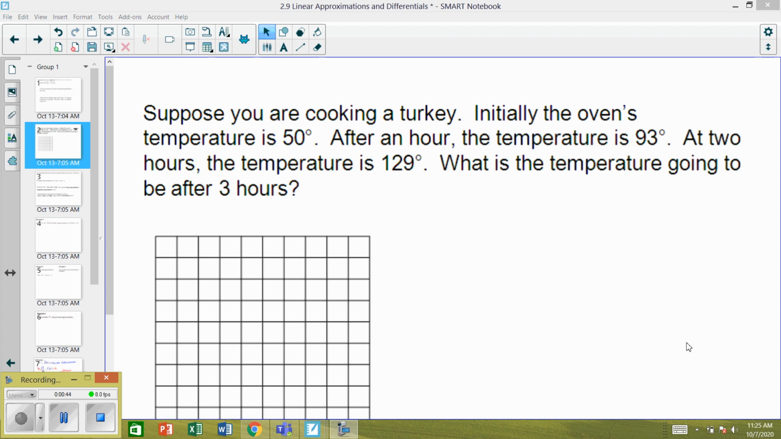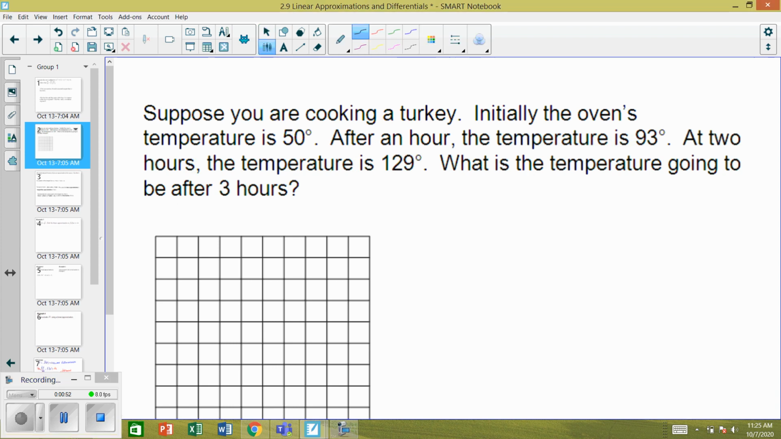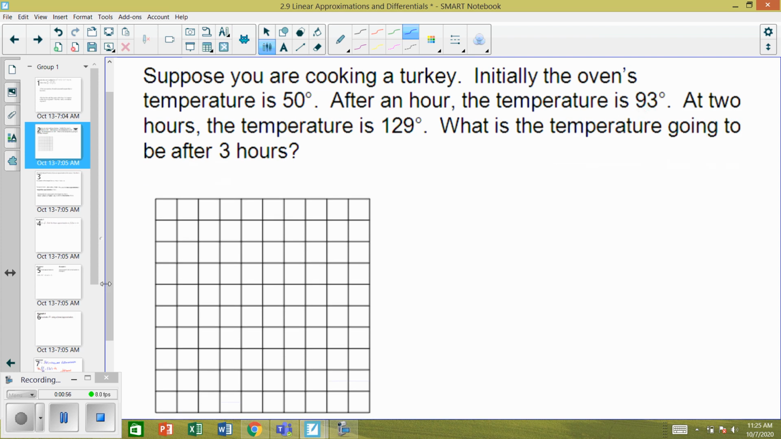All right. So let's look at an example that introduces this idea of linear approximation. This is a really basic, silly example to help us picture what's going on. Suppose you're cooking a turkey. Initially, the oven's temperature is 50 degrees. After an hour, the temperature is 93 degrees. At 2 hours, the temperature is 129 degrees. What is the temperature going to be after 3 hours?